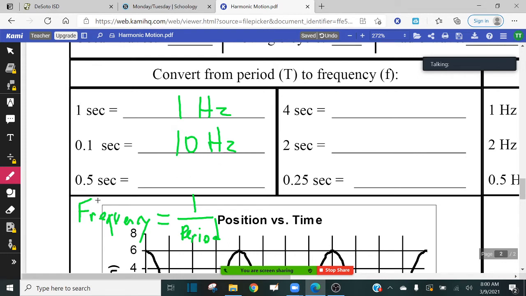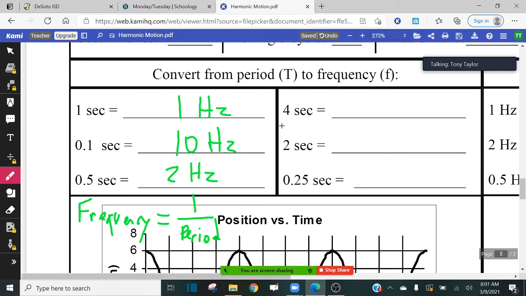Okay. What about here, guys? If we have a period of 0.5 seconds, what is the frequency there? So what is 1 divided by 0.5? 1 divided by 0.5 is equal to 2 hertz. Okay. So everybody got that? It's really simple to calculate frequency if you know the period. You just do 1 divided by the period.